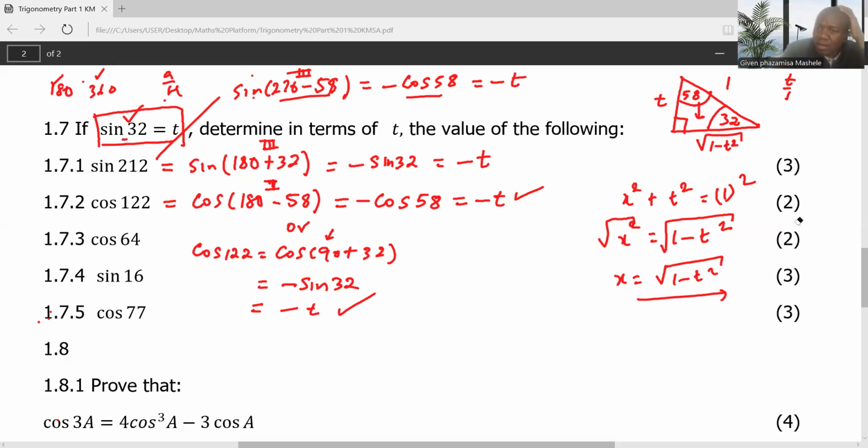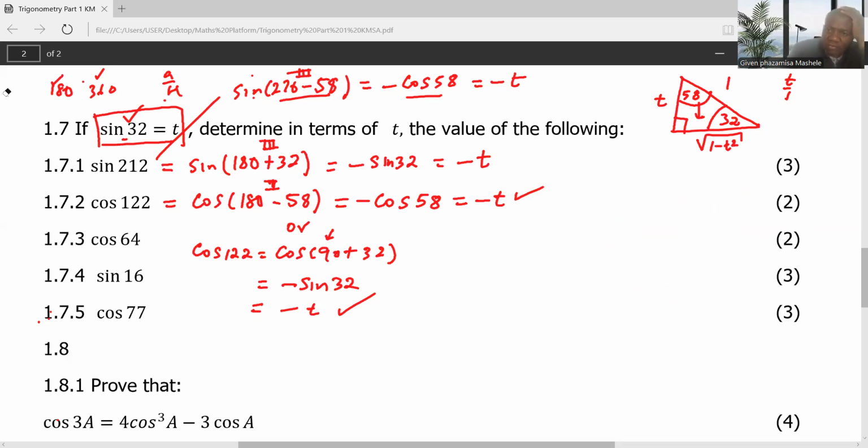Okay, then now 1.7.3 says cos 64. Do you have 64 there? No, we do not have 64. But 64 is the same as 32 plus 32. So we can write that as a double angle, cos of 2 times 32. Let me just work it like this. 2 times 32 is the same as 64.